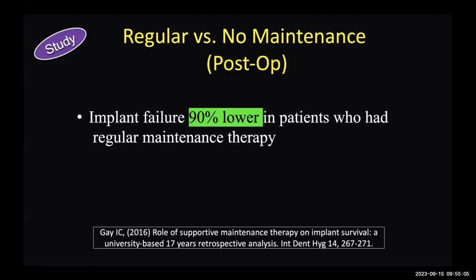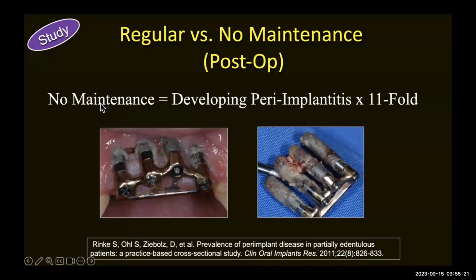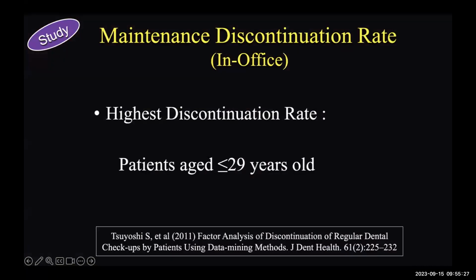Let's talk about professional maintenance. So here's a study that looked at regular versus no maintenance by the dentist. Implant failure was 90% lower in patients who had regular maintenance therapy, whether it's 1 month, 3 months, 6 months. Here's another study that looked at no maintenance. Developing peri-implantitis was 11-fold, which is rather significant.